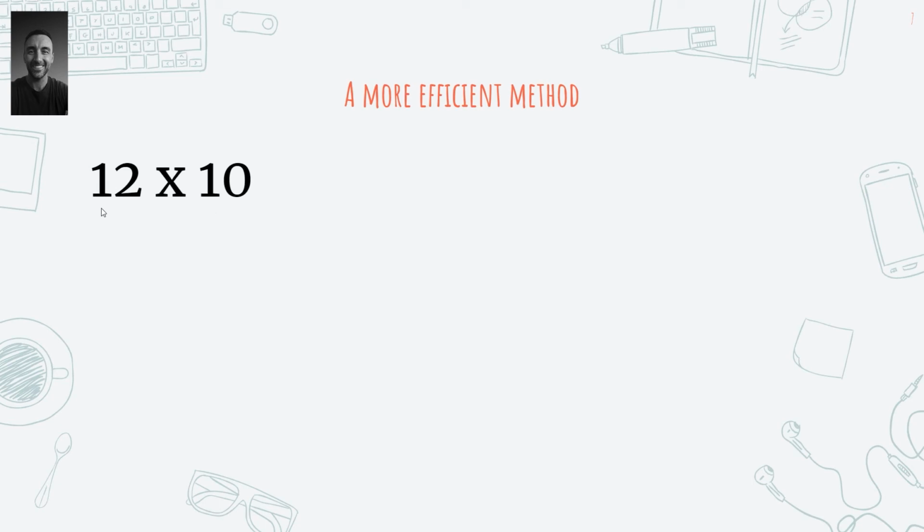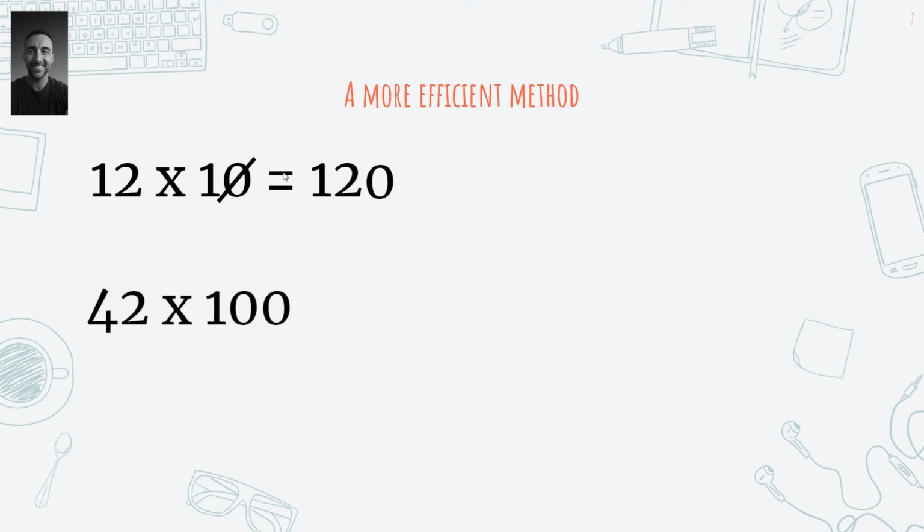So let's say we have 12 times 10. Now a really quick way for us to do this, if we're multiplying by 10, is to take away that 10, and then it's 12 times 1, which equals 12. And then all you have to do, as you've seen here, is add the 0 on the end.